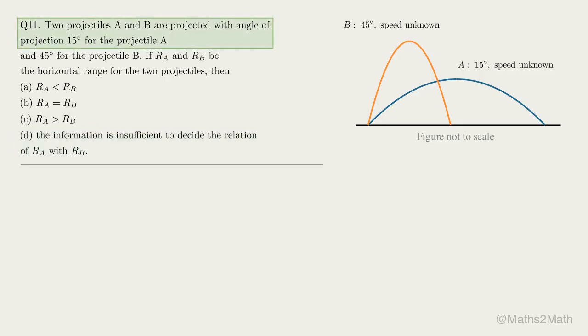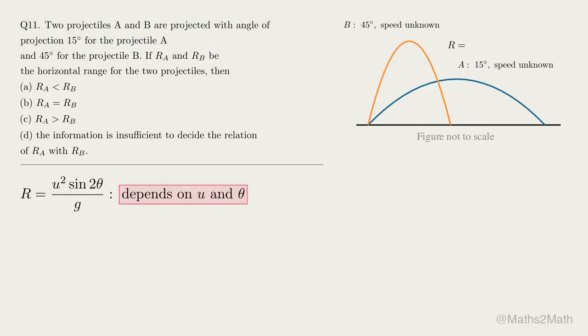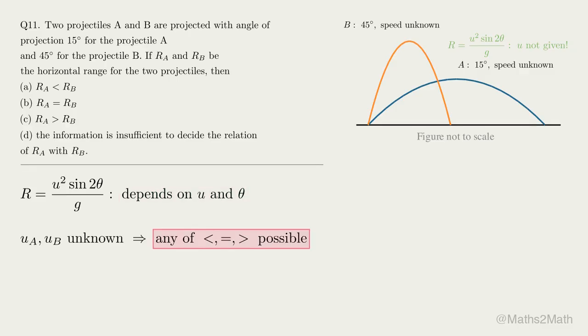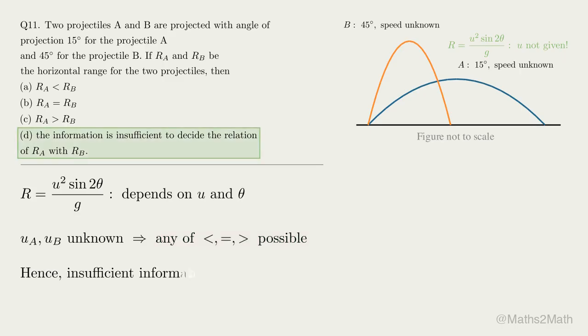What does this mean? Look carefully. Unlike the previous question, nobody said the speeds are equal. The range depends on 2 things: the angle and also the speed of projection. Here only the angles are given. If the speeds were equal, B would win. But a fast enough A beats a slow B, and equal ranges are possible too. Every relation can occur. Hence, without the speeds, the relation cannot be decided. Option D.